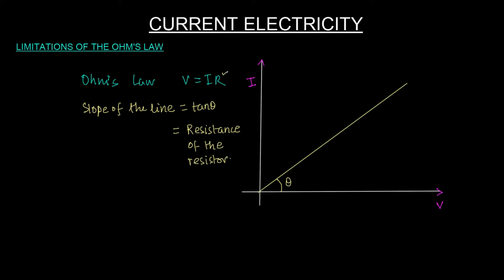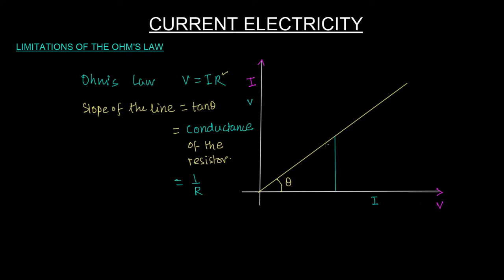And why will it represent R? Because, see, at any point that you take here, it will represent the conductance, right? Here it will not represent the resistance, rather it will represent the conductance. Had V been here and had I been here, then it would have represented the resistance. So here it represents the conductance, which is nothing but 1 upon R, right?